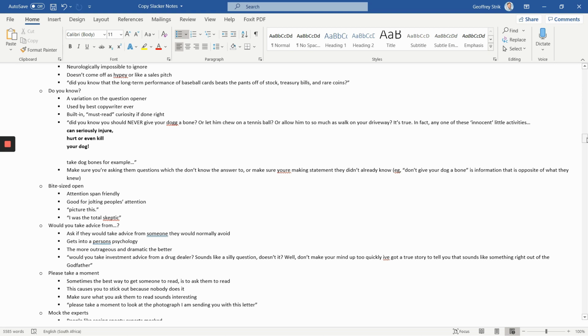Or opening paragraph, rather. Would you take advice from? Ask if they would take advice from someone they wouldn't normally take advice from, or someone they would normally avoid. This gets into the person's psychology. The more outrageous and dramatic, the better. Would you take investment advice from a drug dealer?